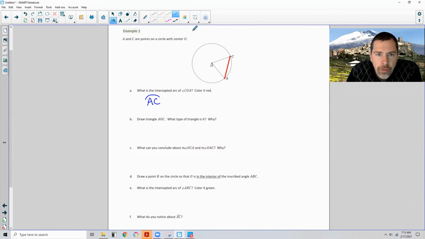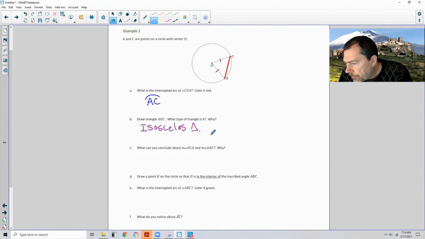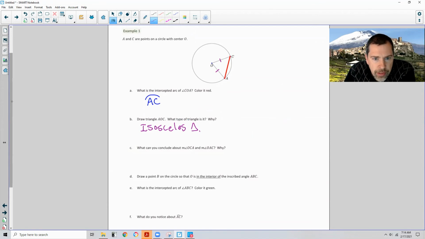What kind of triangle is it? Well, OA is a radius, OC is a radius, and therefore they're congruent. We cannot assume that AC is equal to those, so we can't say it's equilateral, but it is definitely an isosceles triangle. Okay, and the reason is these are both radii. So we have two sides congruent.